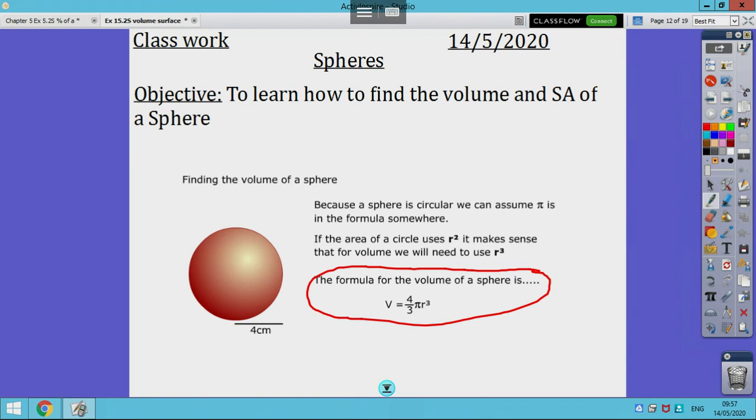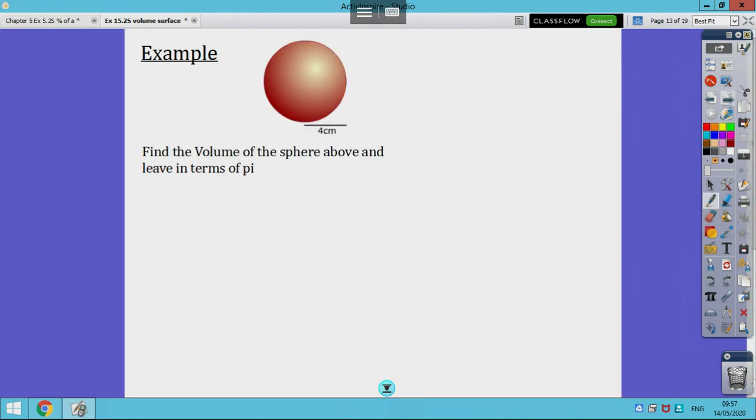Now that 4/3, by the way, has nothing to do with this, okay? This is just a random sphere on the side, so ignore that. That applies to every single sphere, okay? So let's have a go at some examples.